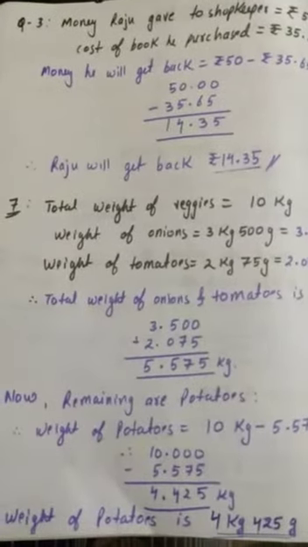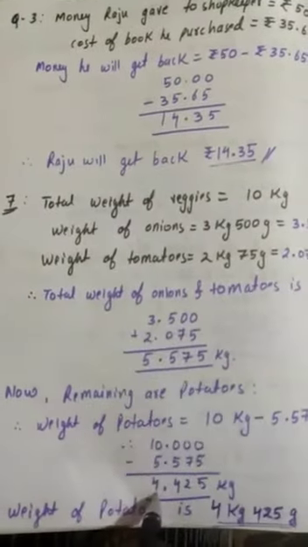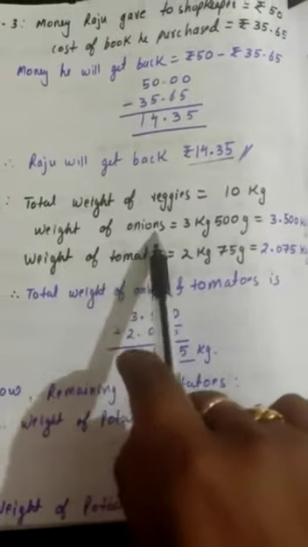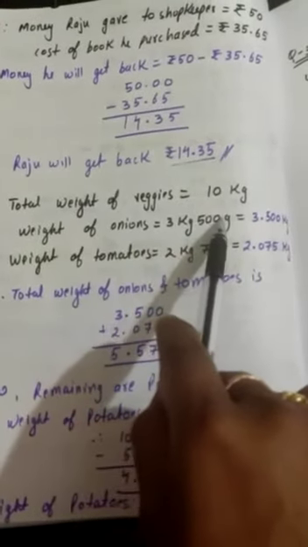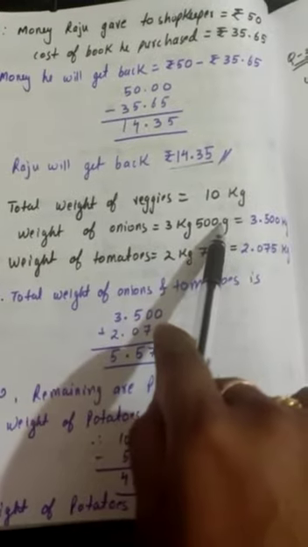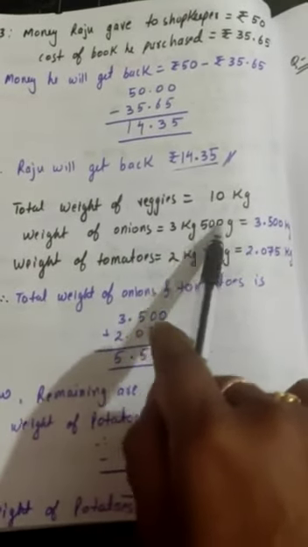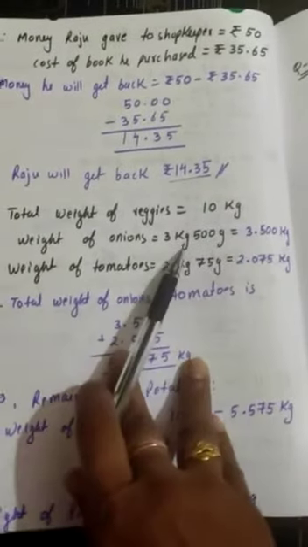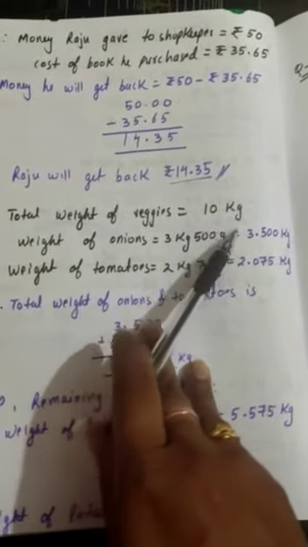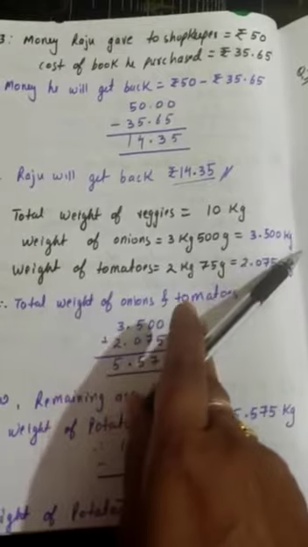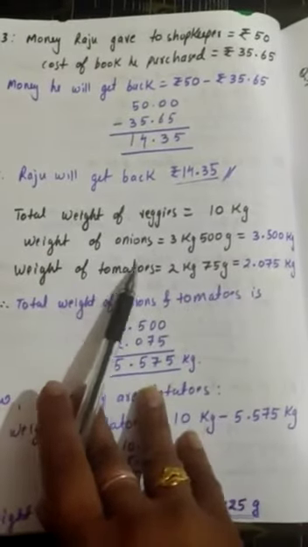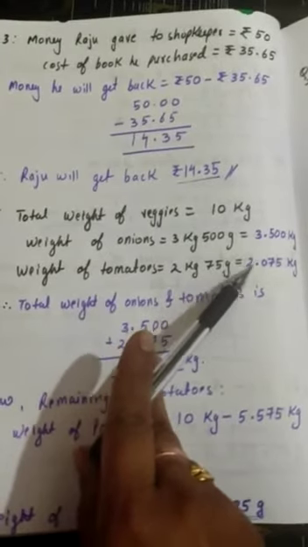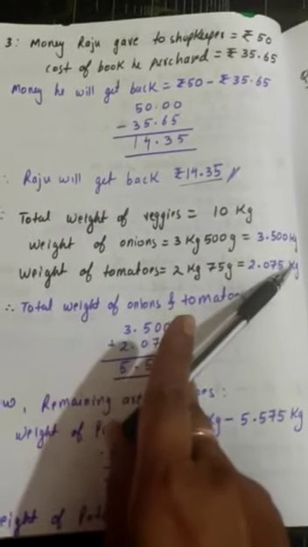The 7th question is a combination of addition and subtraction. It is given that the weight of onions is 3 kg 500 gram. What you have to do is first convert this into kg. So it is 3.500 kg. Now you know how to convert. Weight of tomatoes is 2 kg 75 gram, so it will be 2.075 kg.